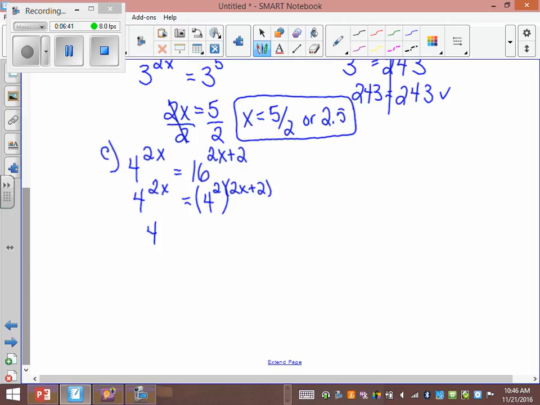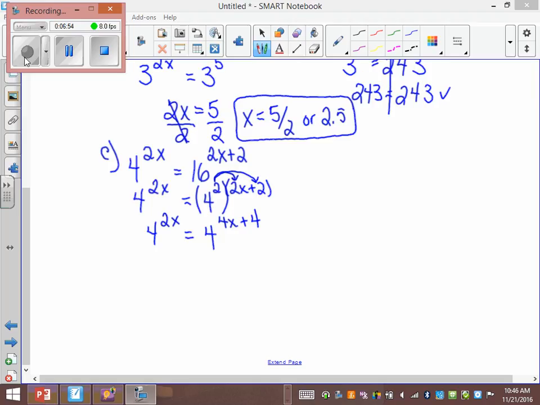So it's 4 to the 2x equals 4 to the 4x plus 4. Now we have both of base 4, correct? So now we can just write that this exponent must equal this exponent. 2x equals 4x plus 4.